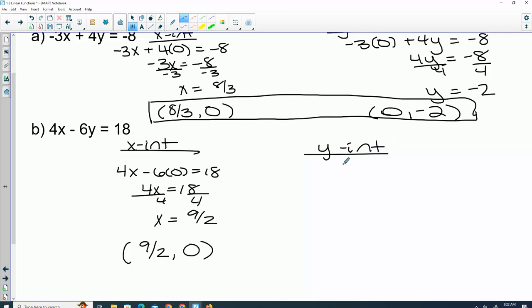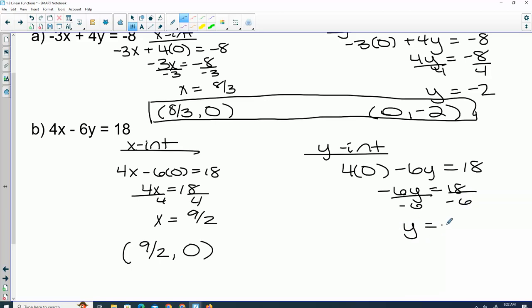For the y-intercept, if you're on the y-axis, then your x is 0. So 6y equals 18. Divide. And we get -3. So the x is 0. Y is... Okay, looks like we're doing okay with this. Any questions there?